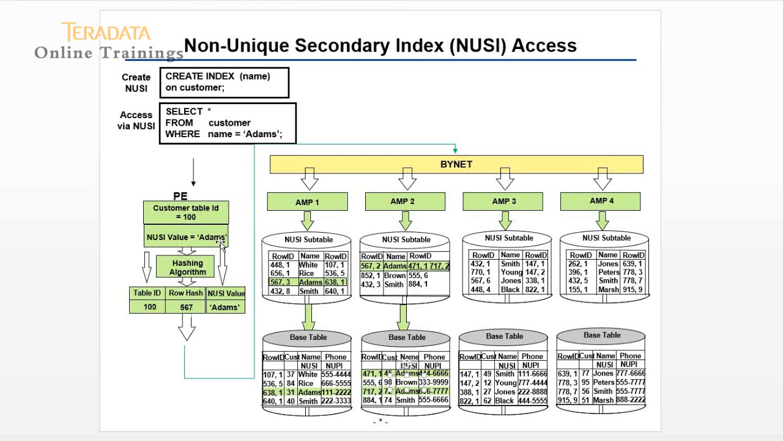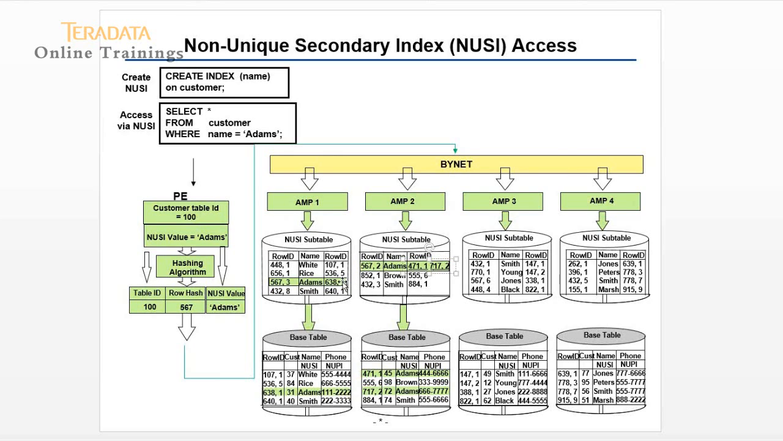For example, name is equal to Adams, right? The row hash value is 567, let's say. So for the corresponding value, it will go to the subtable first. Subtable is nothing but the non-unique secondary index subtable. So I see Adams in 2 different names because it's a duplicate value. There will be more than 1 row, right? So the corresponding hash value will be 2 values, 567 and 567. And the row numbers are 638, 471 and 717. There are 3 row IDs, right?